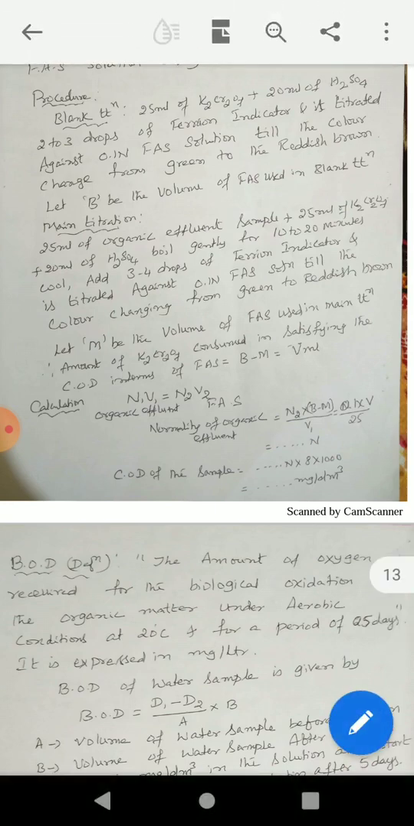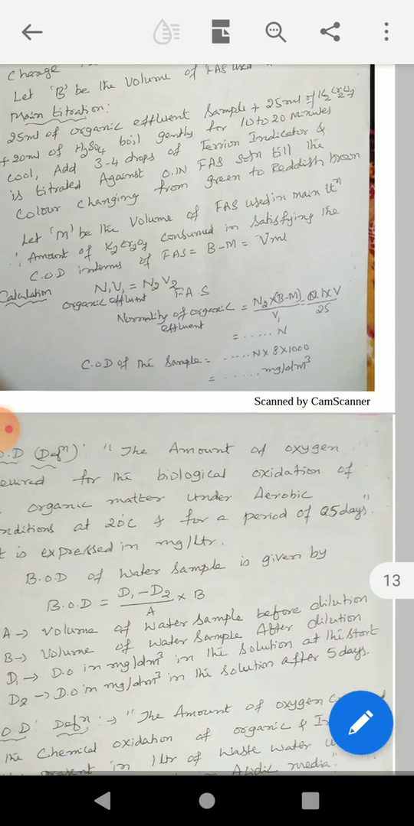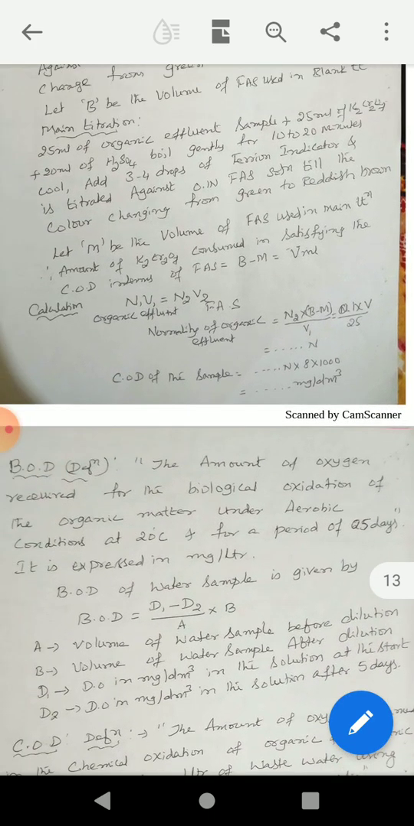Therefore the volume of K2Cr2O7 consumed is equal to B minus M, that is, the volume consumed in the blank titration minus the volume consumed in the main titration. This gives the amount of K2Cr2O7 consumed in satisfying the COD value in terms of FAS. Now coming to the calculation.